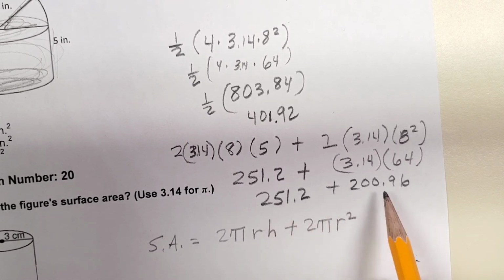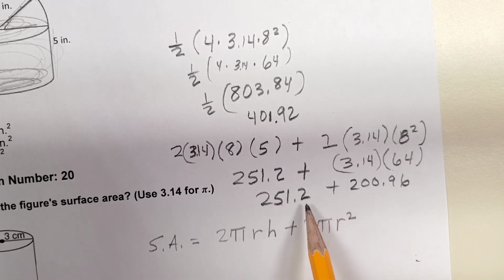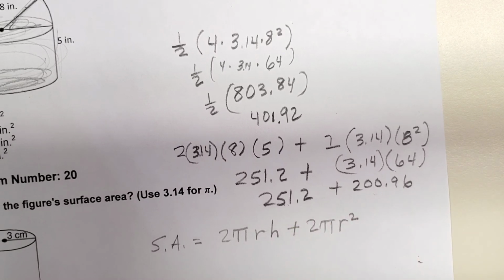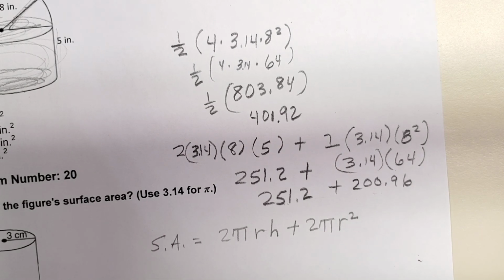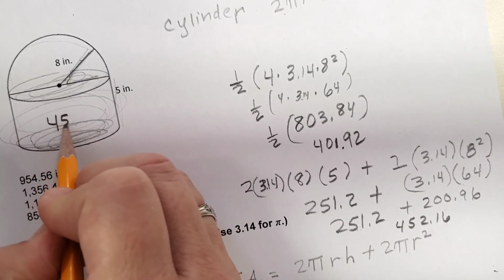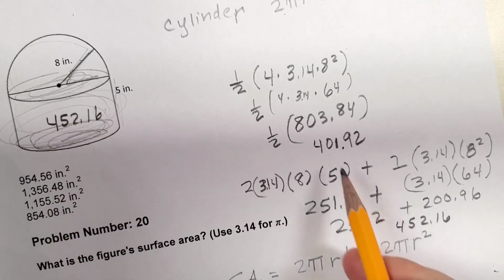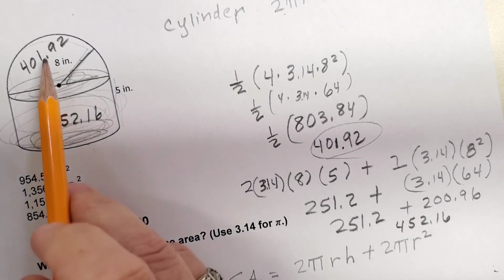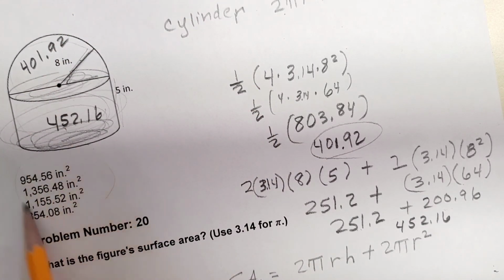So let's go ahead and add this. This is the end of the cylinder. I mean, not completely. Okay, let's go ahead and finish the cylinder. 251.2 plus 200.96, 452.16. Okay, so the cylinder was 452.16 and the hemisphere was 401.92. And we have to add those together to get the final answer for the surface area of this composite figure.